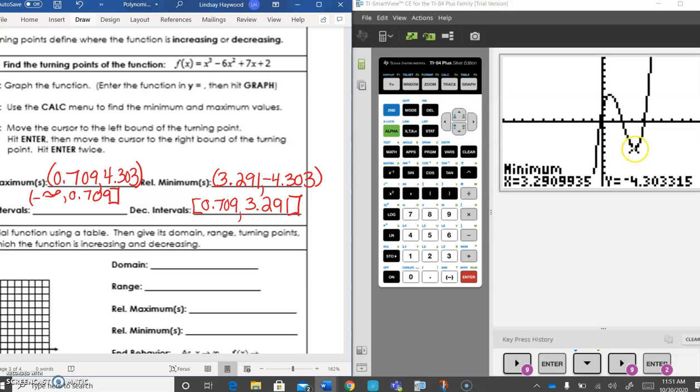Okay, and then as you can see, the graph goes up, so it's increasing again. So it starts increasing at 3.291, and it never stops increasing. So that would be to positive infinity. Okay, you notice that each interval picks up where the last one left off.